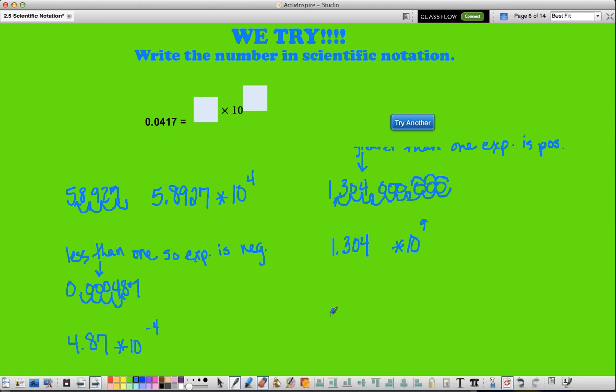Okay, and one more, so I have 0 and 417 ten thousandths. Again, since it's less than 1, it means it's a negative exponent. I move it 1, 2 places to the right, so this is 4 and 17/100ths times 10 to the negative second power. So I still count how many places I move the decimal, but the negative tells me which way I'm moving that decimal. Okay, and since my original number was less than 1, my exponent should be negative.